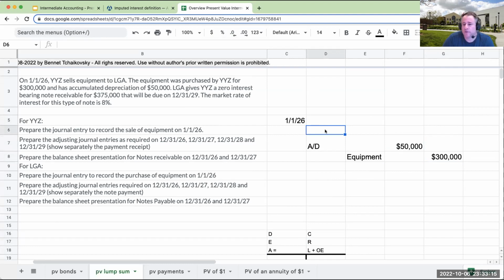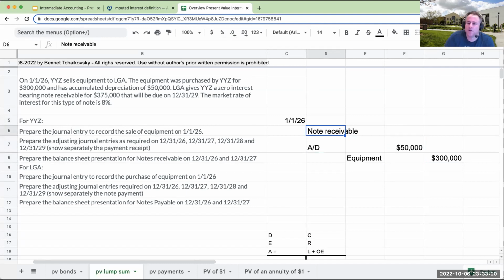Okay, so now I'm getting a note receivable for $375,000. However, this note receivable does not bear interest. That's the most important thing about this. And if you think about it, this amount is not going to be paid to me for another 4 years.